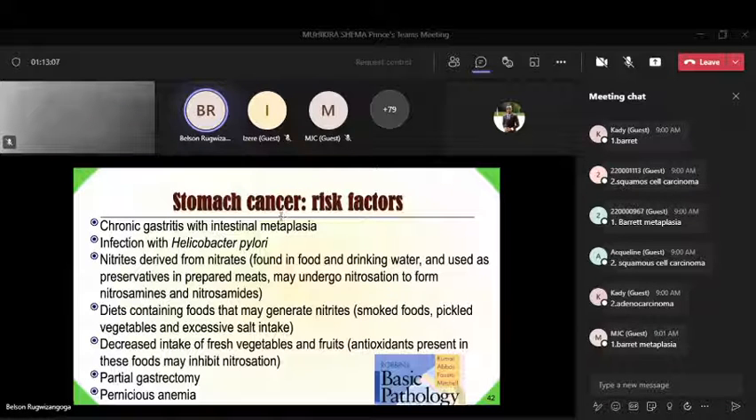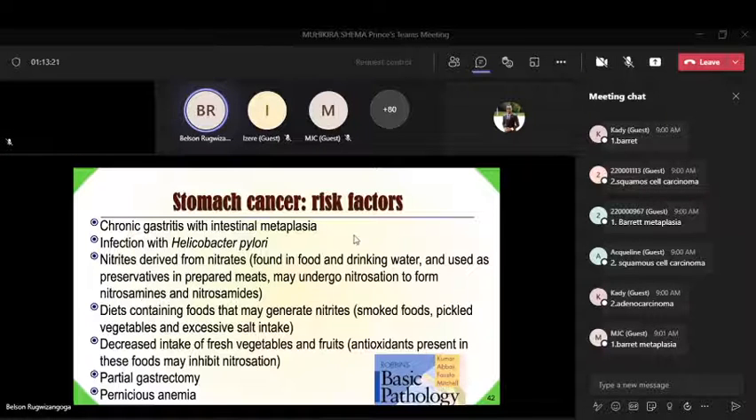So what are the risk factors for stomach cancer? First of all, patients with gastritis with intestinal metaplasia are at very high risk of developing cancer. That's why when they do endoscopy and they find this, in histology we say this patient will be followed up closely, maybe given an appointment after 6 months or 1 year to check.